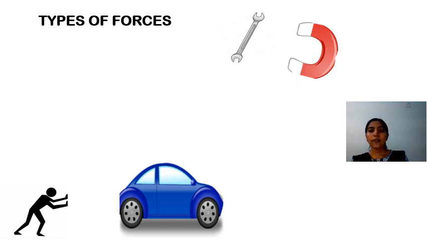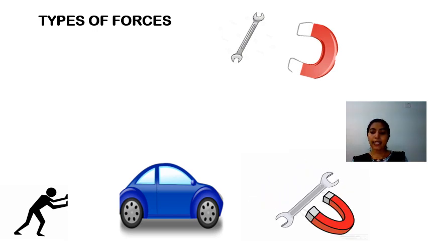Now look here, one spanner is kept in front of a magnet. We can see that there is no direct contact between this spanner and the magnet. Will the magnet be able to move the spanner? Let's see. You can see that even though there is no direct contact between the spanner and magnet, the magnet is able to pull this spanner.